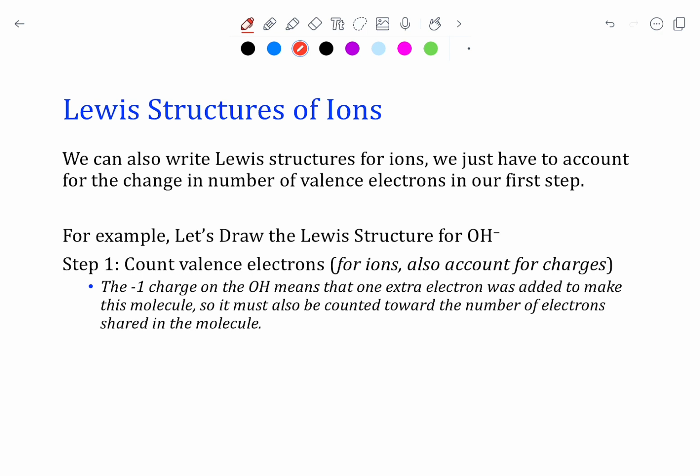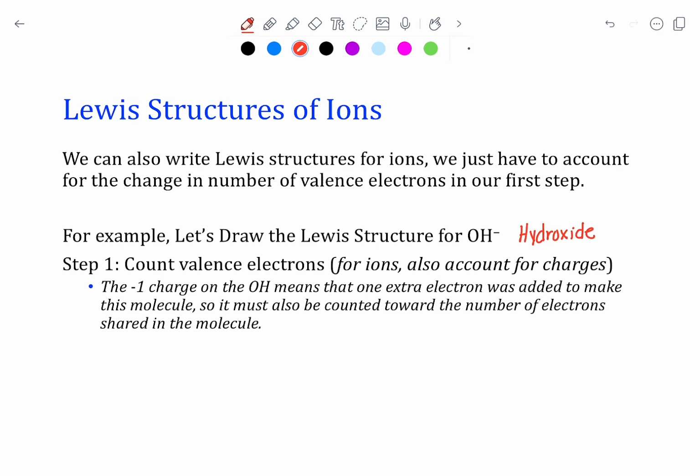So we can also write Lewis structures of ions. We can follow the same steps. We just have to account for the change in number of electrons in our first step, because the definition of an ion is that it has either accepted or removed electrons. So we have to account for that change in number of electrons. And in our first step, we're counting the valence electrons. So let's do the example of OH-. This is hydroxide. That's one of our polyatomic ions.